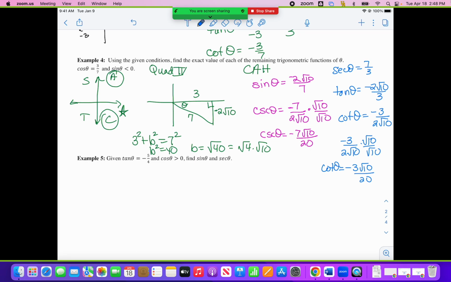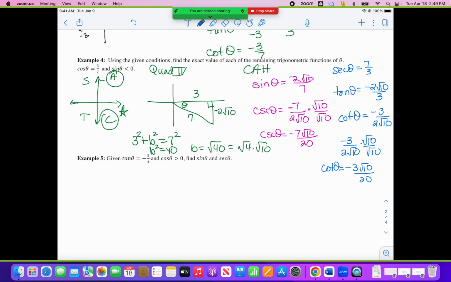Cosine is CA, adjacent over hypotenuse. Use Pythagorean theorem. We simplify all radicals. You cannot leave square root 40. You would lose points. Then I'm going to do SOHCAHTOA. Sine theta is opposite over hypotenuse. Flip it for cosecant. Secant is just 7 over 3. Tangent is TOA, opposite over adjacent. Cotangent, you flip it.